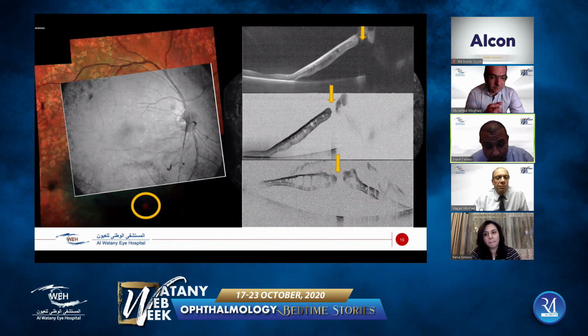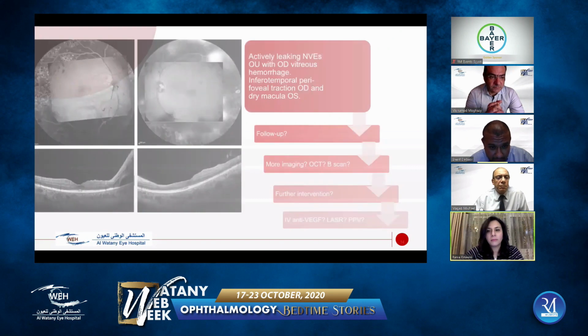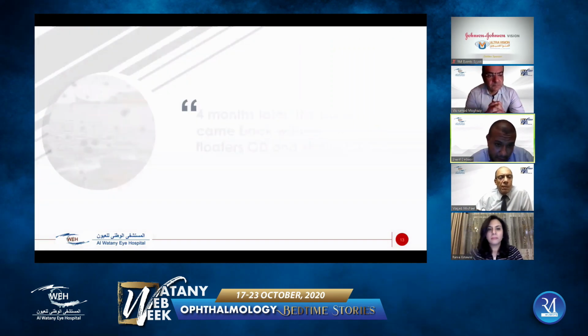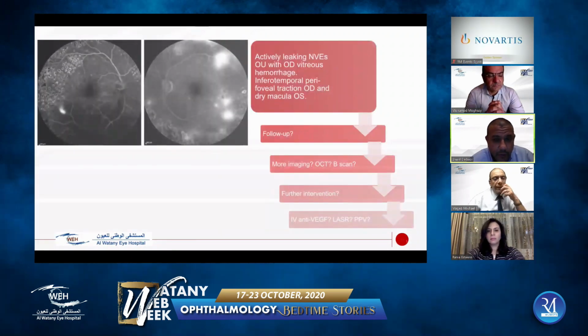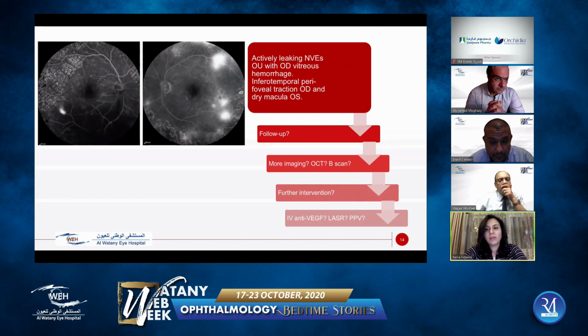Let's go back to the fluorescein, the slide before this one. Yes, this one, the fluorescein. So the point is, the first fluorescein that you did after the PRP, how long was it after the anti-VEGF injection? It was 3 months post anti-VEGF injection.